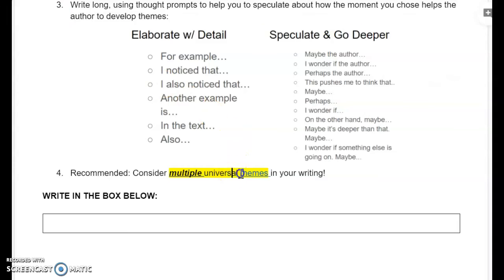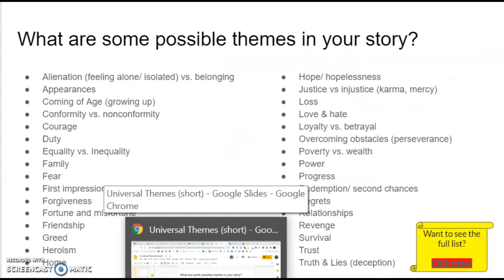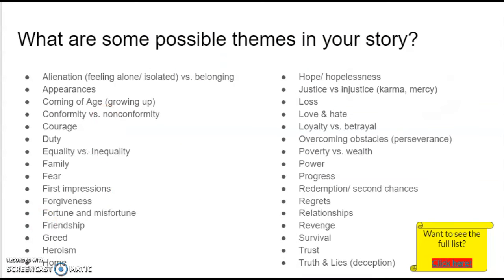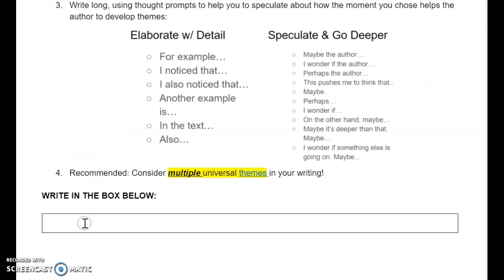Now we want you to go ahead and write long about how those symbols represent theme. Here's an easy way to do this. Think about one of the symbols you have, for example, the purse, and be thinking, what are some themes this could represent? Remember, if you need a list of universal themes, click on that link. This will most certainly help you here. Then, in the box below, write long about how some of those symbols represented possible themes.